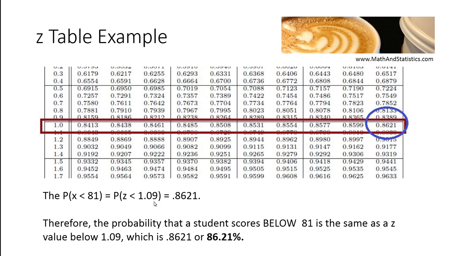which is 1.09. And if I look up 1.09 on the z-table, so I find 1.0, this is 1.01, 1.02, 1.03, 1.04, all the way to 1.09, I discover that it's 0.8621. In other words, about 86.21% of the scores will be below 81. So the probability that a student scores below an 81 is about 86.21%. That is also the area under the curve below 81. It means the same thing.